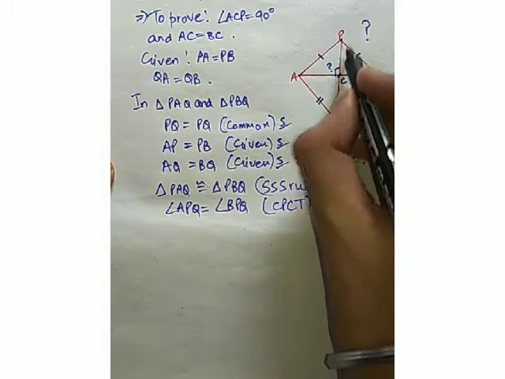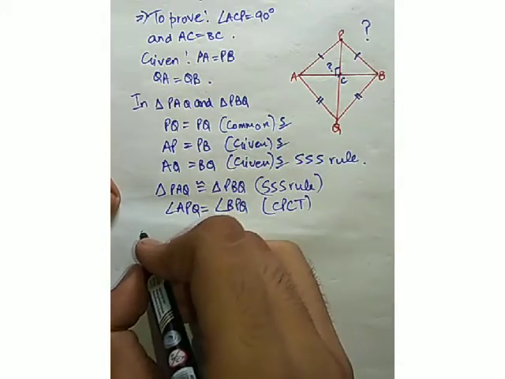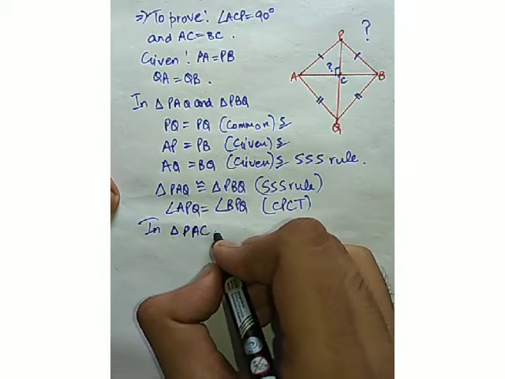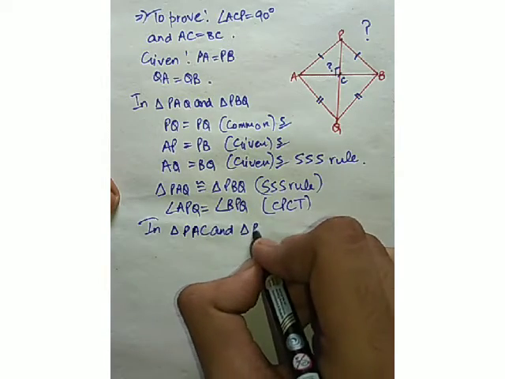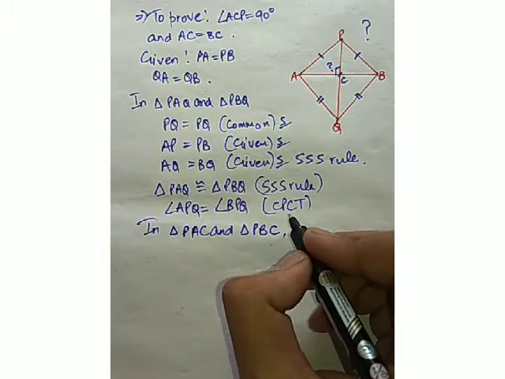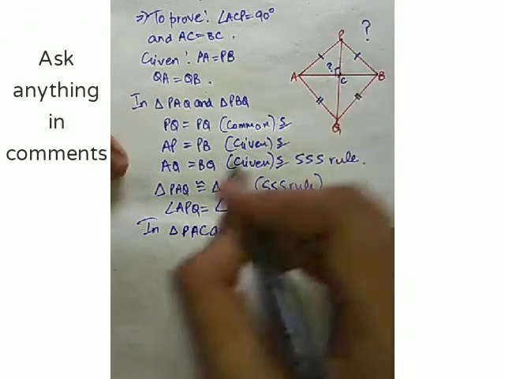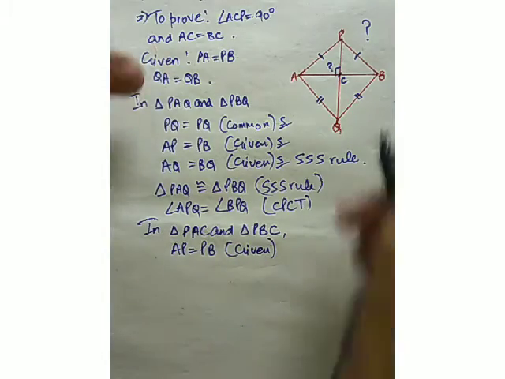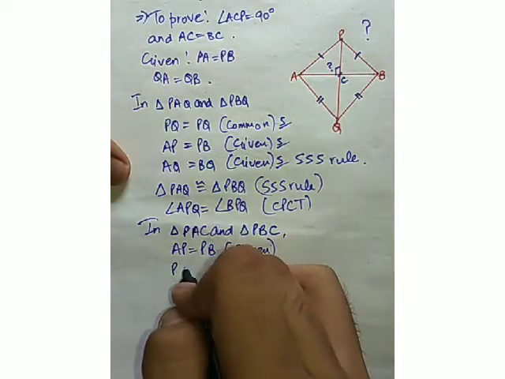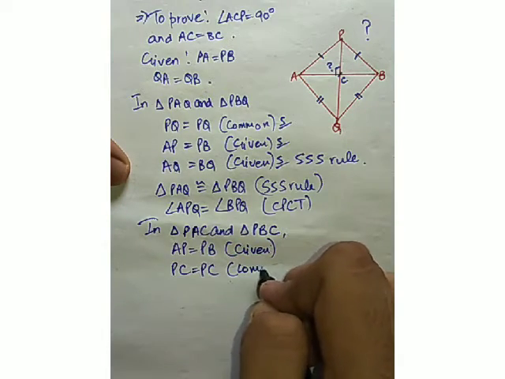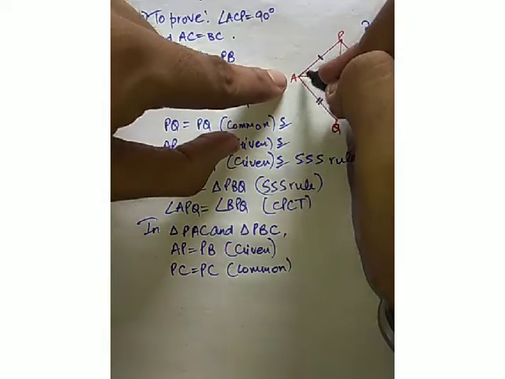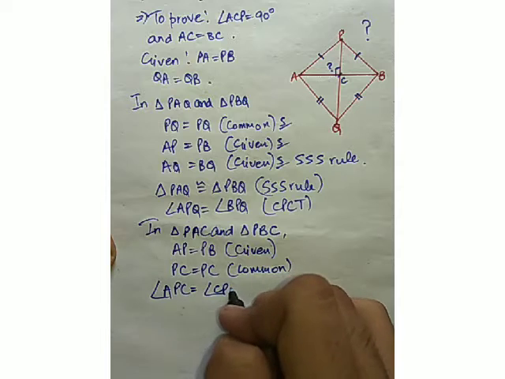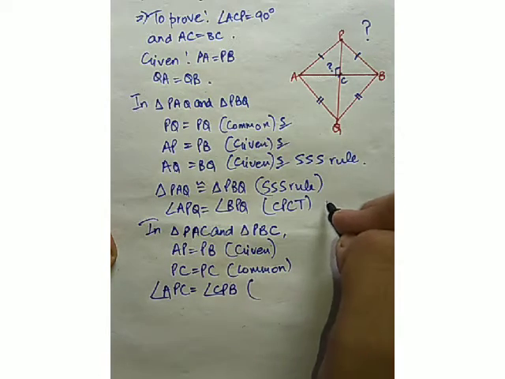Now take our desired triangles, that is APC and CPB. In triangle PAC, or APC, and triangle PBC, you can see that AP is equals to PB. This is already given. The common side, that is PC, PC is equals to PC. Why? Because it's common. Now here's the thing. We can write angle APC is equals to angle CPB. Why so? Due to 1.